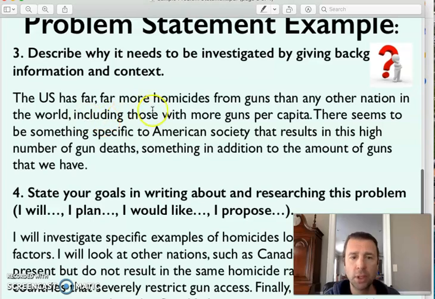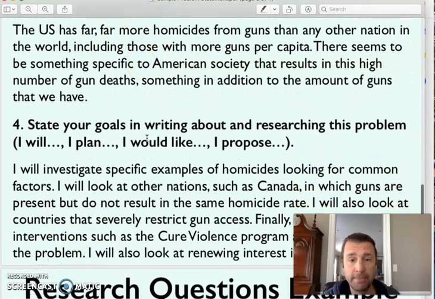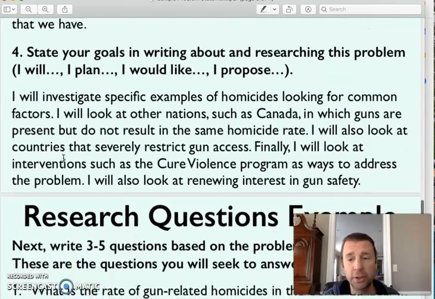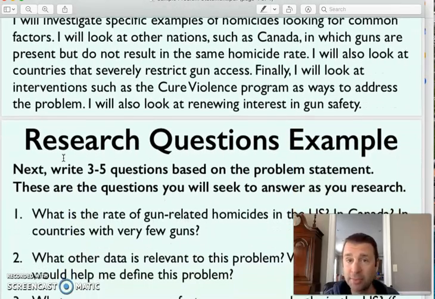Why is it important? Well, like I said, there's a lot of it in this country, a lot of gun violence. And then the specific goals would include investigating specific examples of homicides, looking for common factors, and then also looking at other countries and what they are doing to have lower rates than we do. So that's the problem statement part.